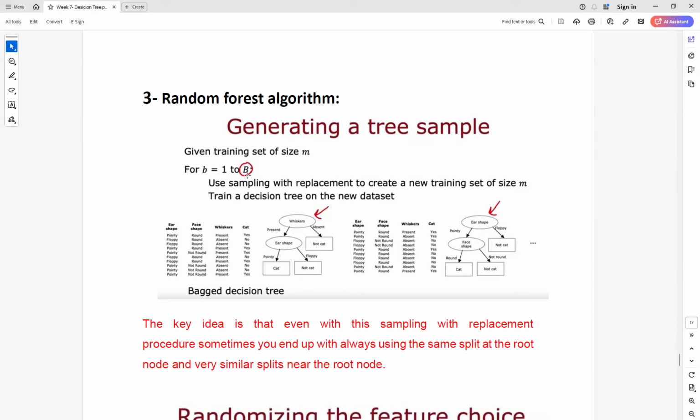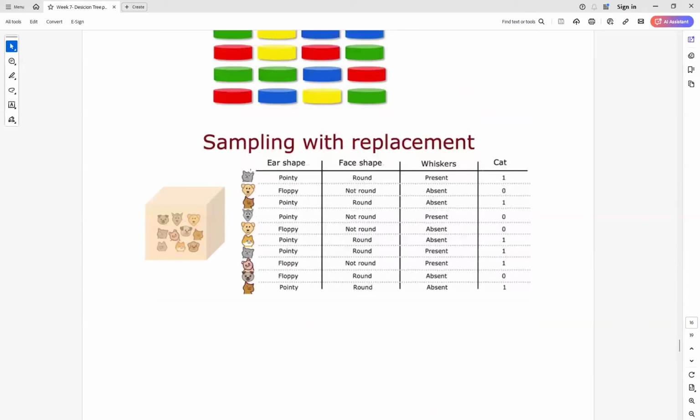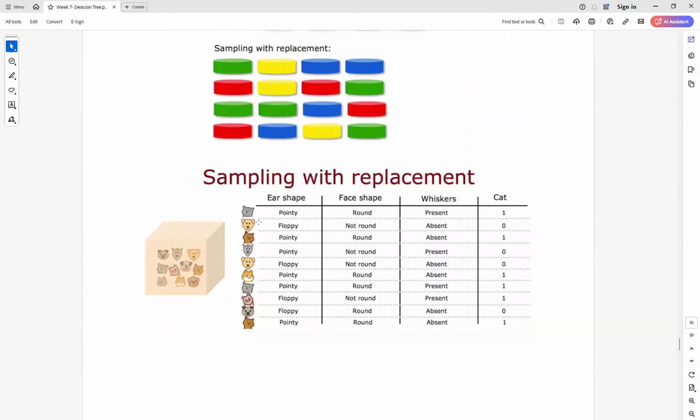So in this way, you can create 10 data tables, right? You see here, I just mentioned how we can create this table by putting all these 10 animals, or 100 animals, or 1,000 animals inside this virtual bag and picking one, putting it back into the virtual bag, picking another one to create the second row, the third row, up to the 10th row, the total number of animals. And this is one data table. And then you can build a decision tree and train your decision tree based on this data table.